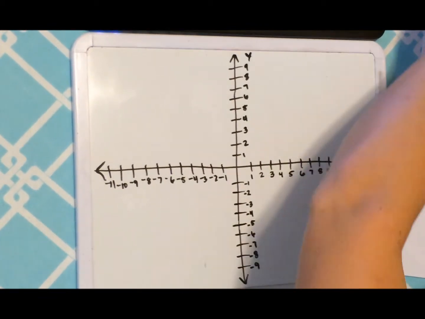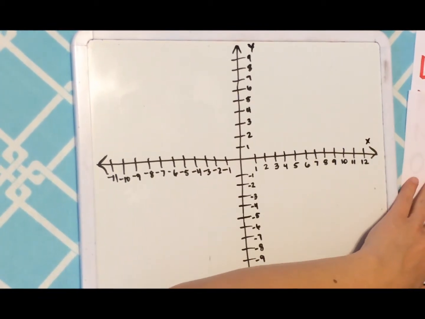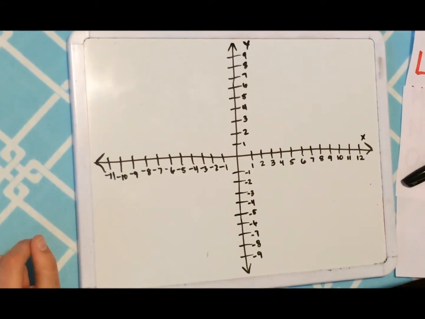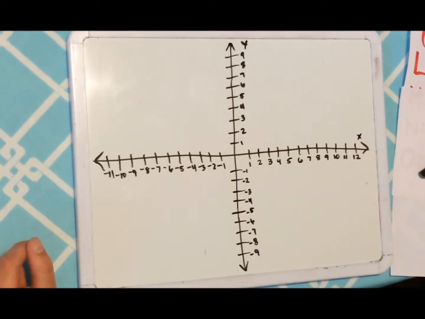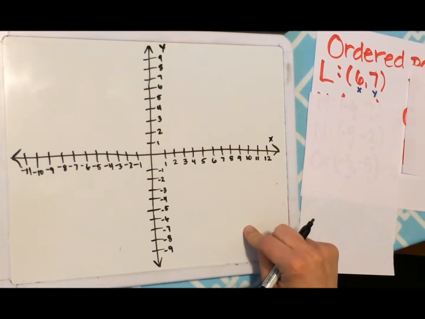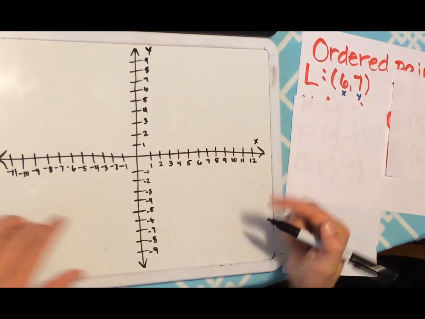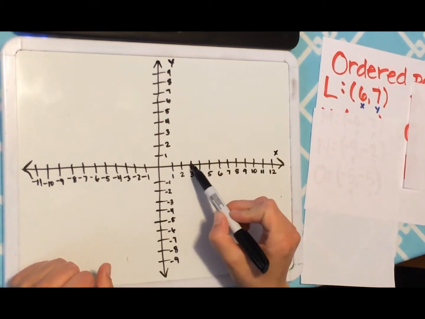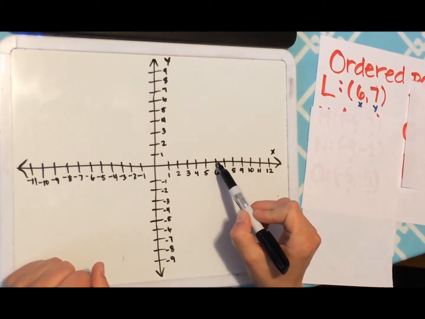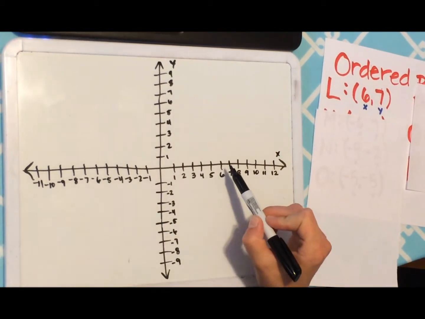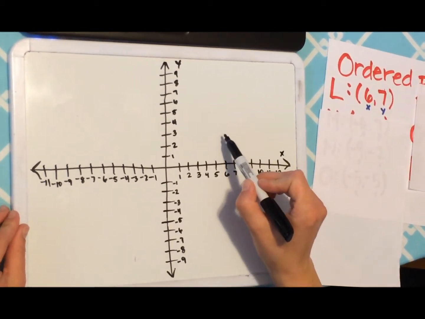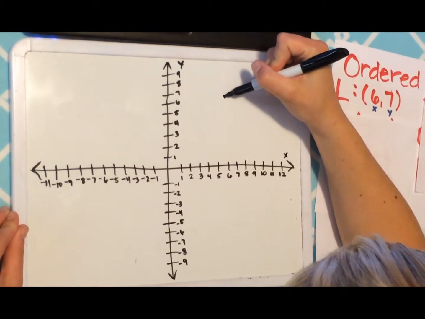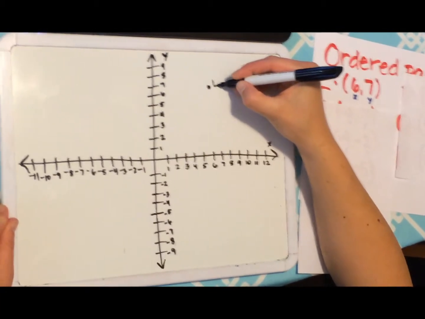So for our first point, it is L. Because 6 is on the x-axis and 7 is on the y, and they're both positive, we know that it's in the first quadrant. So we start at 0 and we go over 6: 1, 2, 3, 4, 5, 6, and then we go up, because it's positive, 7: 1, 2, 3, 4, 5, 6, 7. And then we put our point right there. And we have to label it L.